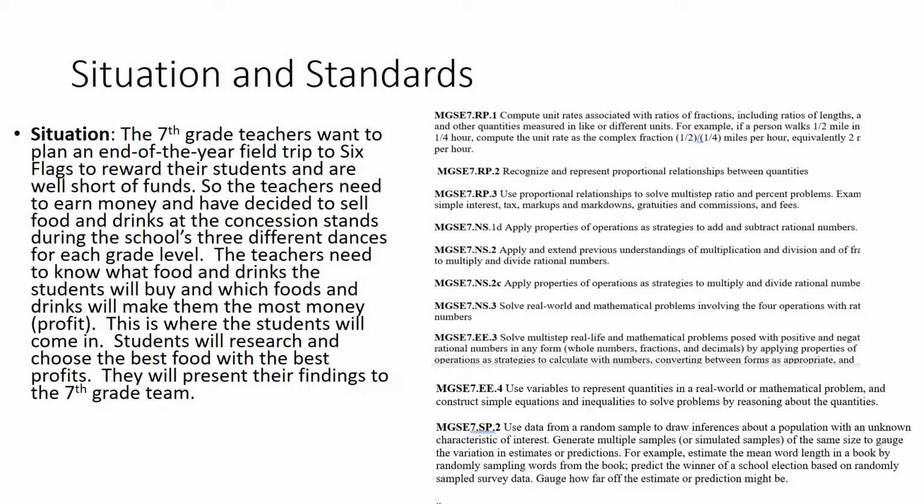Seventh grade teachers want to plan an end of the year field trip to Six Flags to reward their students and are well short of funds. So the teachers need to earn money and have decided to sell food and drinks at the concession stands during the school's 3 different dances for each grade level. The teachers need to know what food and drinks the students will buy and which food and drinks will make them the most money. This is where the students will come in. Students will research and choose the best food with the best profits. They will present their findings to the seventh grade team.